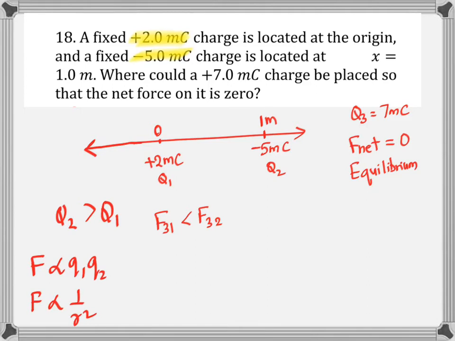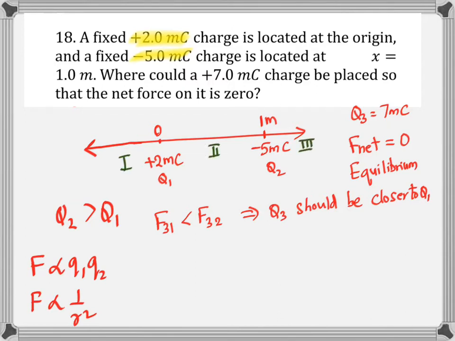Now we want to change this inequality into an equality. That means we want to make F31 equal to F32. In order to do that, we have to place Q3 closer to Q1.